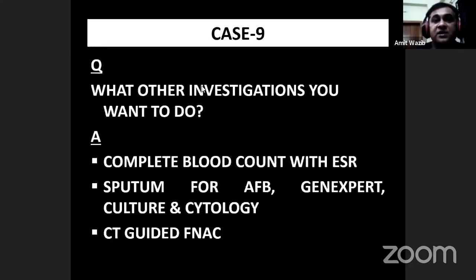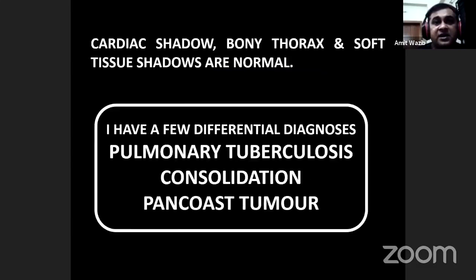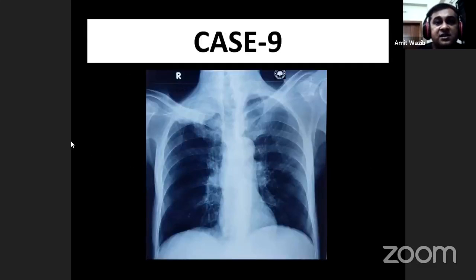So what other investigation do you want to do? Just like any differential of TB, pneumonia, and carcinoma, you can do complete blood count with ESR. You can go for sputum test. But here, the most definitive test will be CT guided FNAC. Why am I telling you? Because this lesion is quite far from the larger airways. It is quite a peripheral lesion. So the airways here will be very narrow. So the bronchoscope will not be able to reach this area.